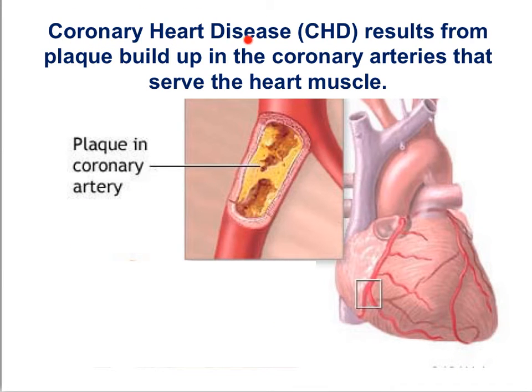Coronary heart disease results from plaque buildup in the coronary arteries that serve the heart muscle. The plaque is composed of cholesterol and triglycerides and calcium. Fatty deposits along these arteries contain a high proportion of trans fats. This lends evidence to the causal link between trans fats and coronary heart disease.